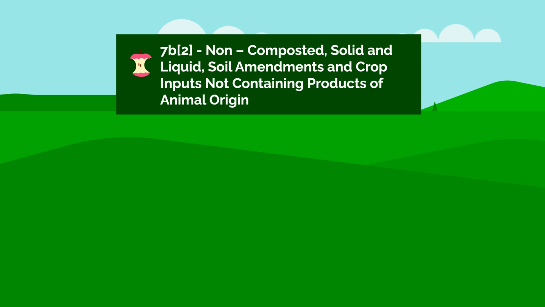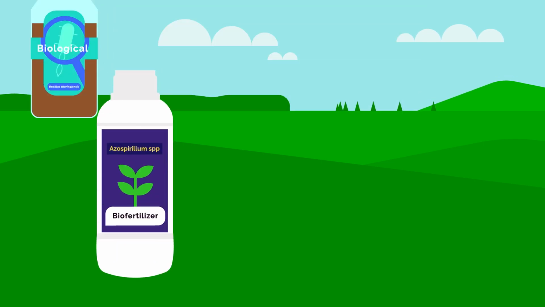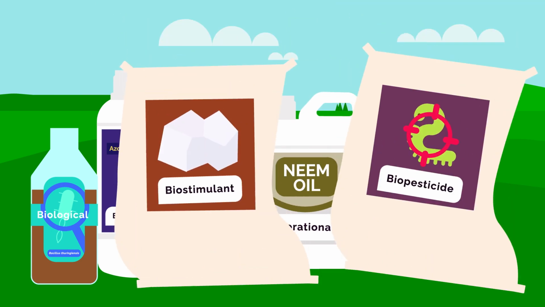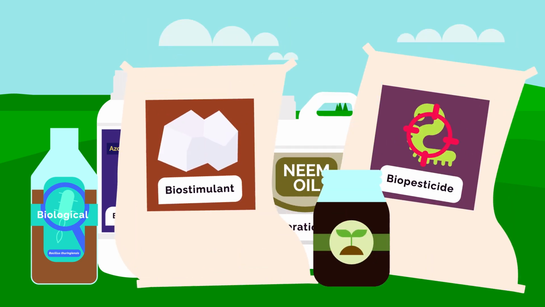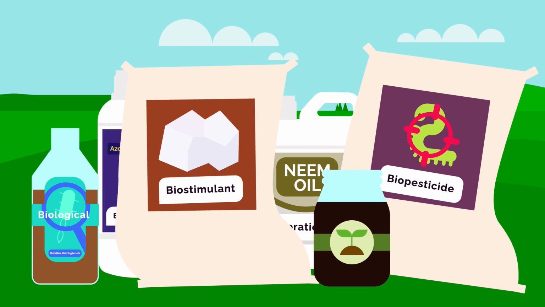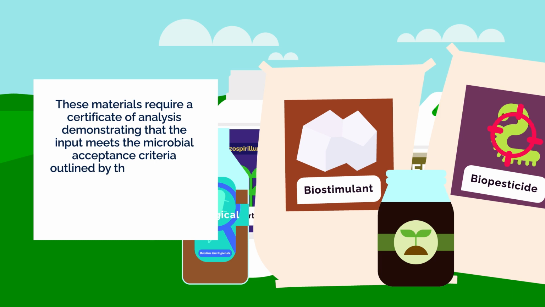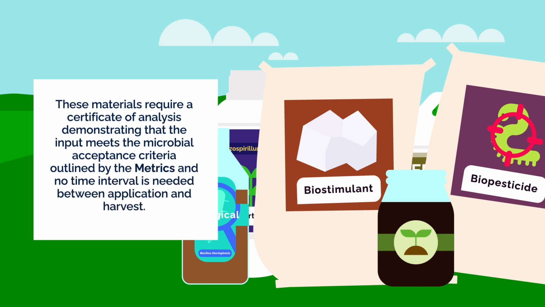7B2. Non-composted solid and liquid soil amendments and crop inputs not containing products of animal origin. These products include biofertilizers, biologicals, biorationals, biostimulants, biopesticides, agricultural and compost teas, and other products not derived from ingredients of animal origin. These materials require a certificate of analysis demonstrating that the input meets the microbial acceptance criteria outlined by the metrics, and no time interval is needed between application and harvest.